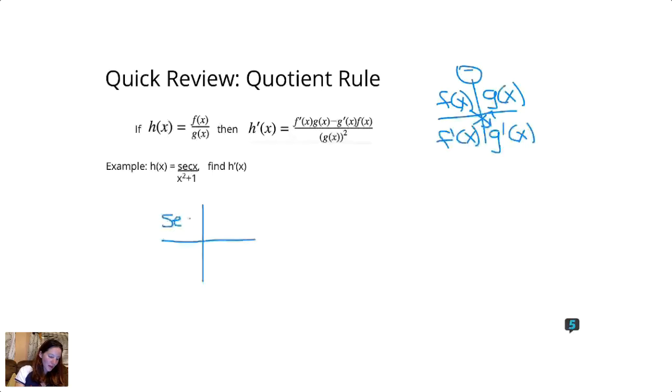So just to do this problem quickly, because I want to get to the chain rule problem, we got secant x here. We got x squared plus 1 here. We take the derivatives, they're both one steps. So here we get secant x tangent x. Here we get 2x plus 0. So we do Chris. And then this time it's minus cross.